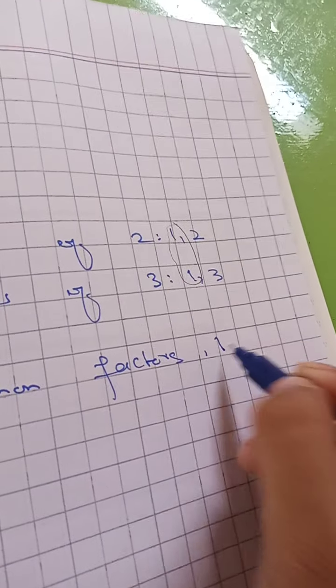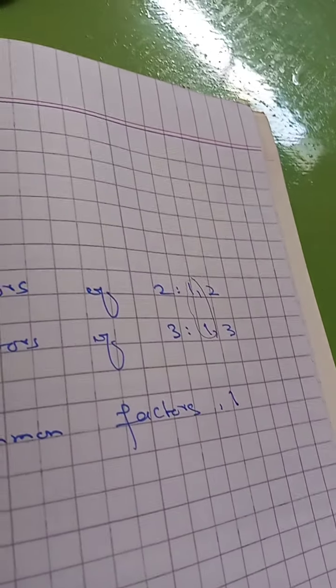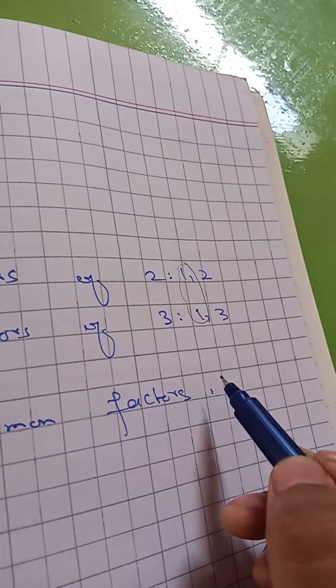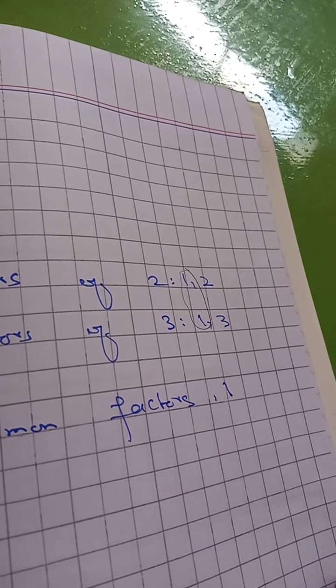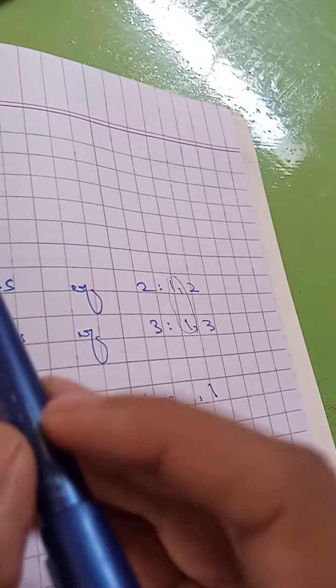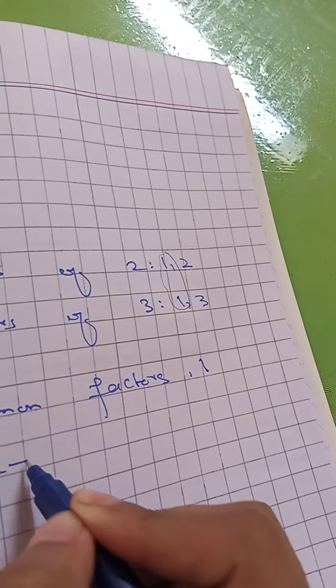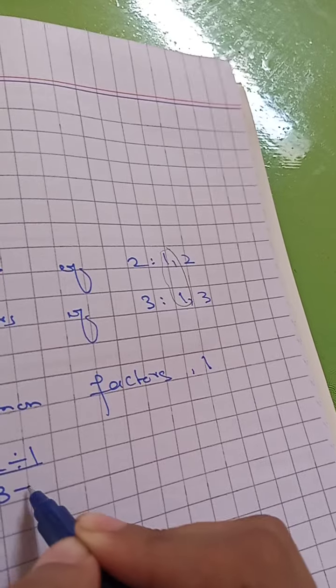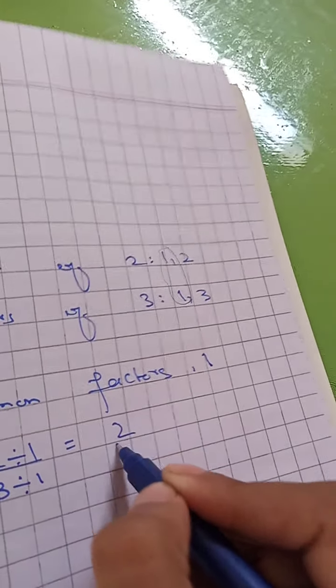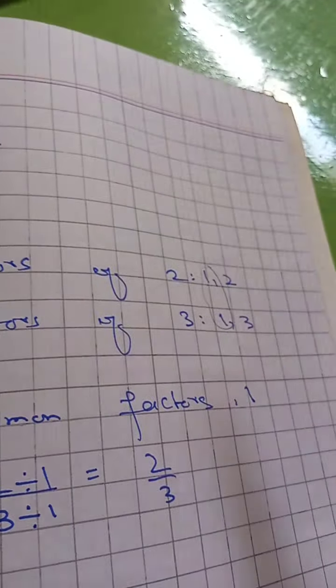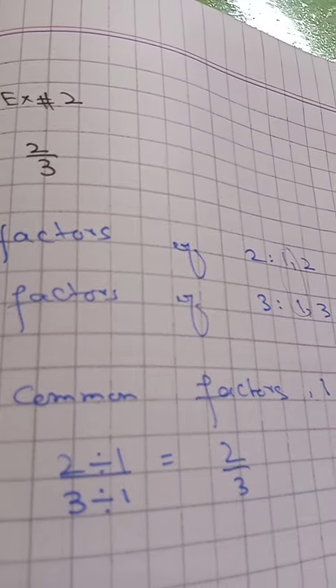And what is the greatest common factor? Obviously, when the common factor is just only 1, its greatest common factor will also be 1. So when we divide our numerator and denominator with 1, you'll get the same number, that is 2 by 3. It means that 2 by 3 is already in its lowest term.